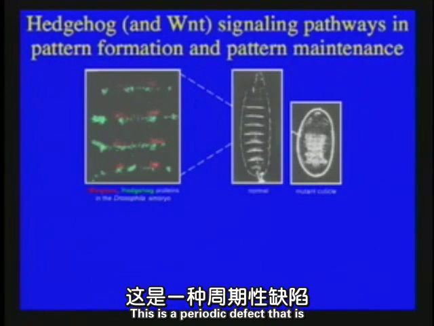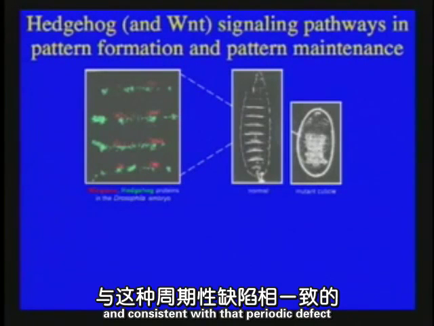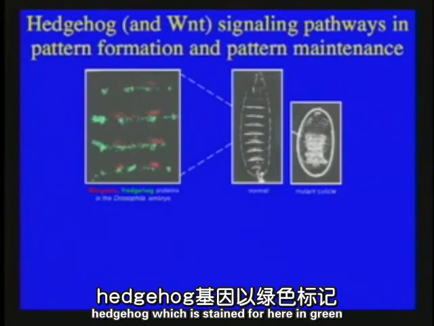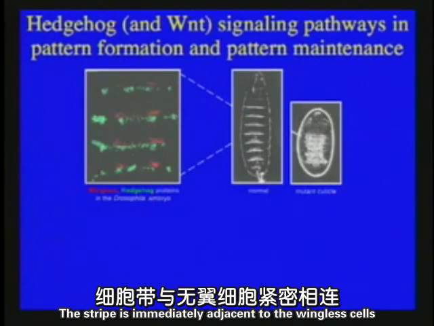Well, this is a periodic defect, that is, every segment lacks a particular set of cells, and consistent with that periodic defect, hedgehog, which is stained for here in green, is expressed in a particular stripe of cells within each segment. This stripe is immediately adjacent to the wingless cells.